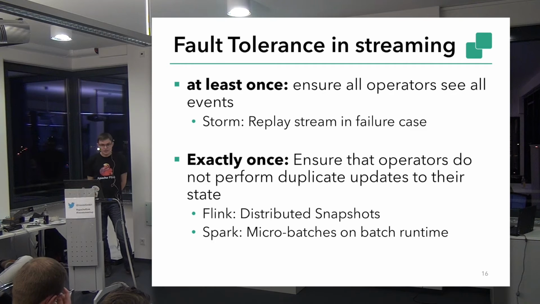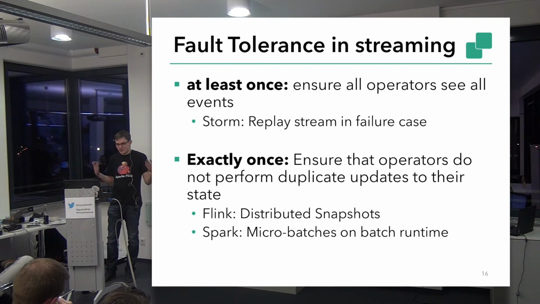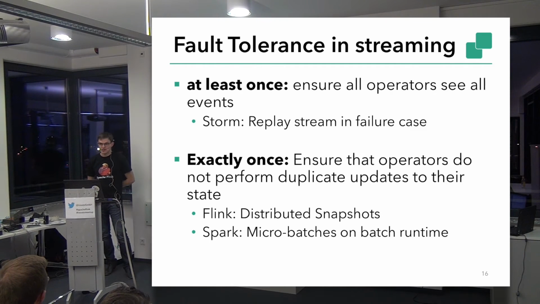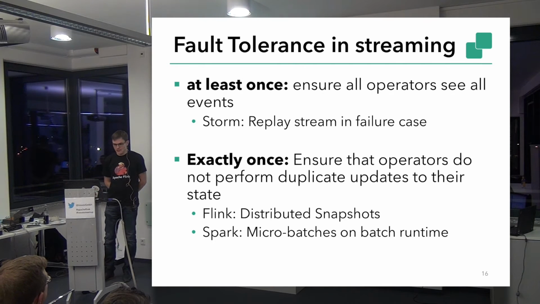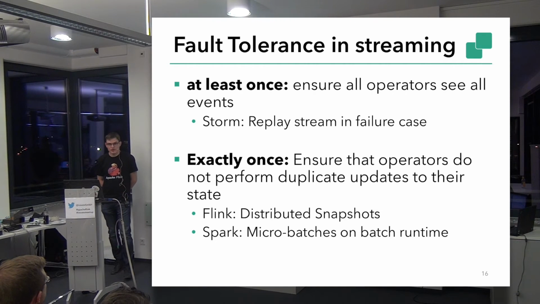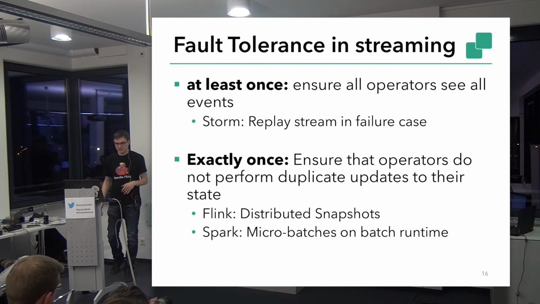But if you want to do accounting, or if it's about money or so, then you want to have exact results. You want to make sure that your counting always adds up, also in case of a failure. And that's where exactly once comes into play. So there we ensure that operators do not perform updates to the state multiple times. So in case of a failure, we are able to restore the old state before the failure and then continue with the processing. And there are two approaches for this.